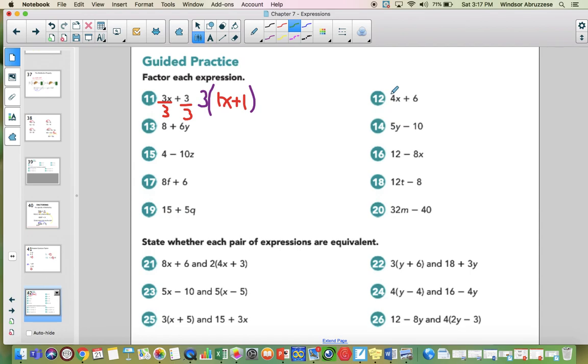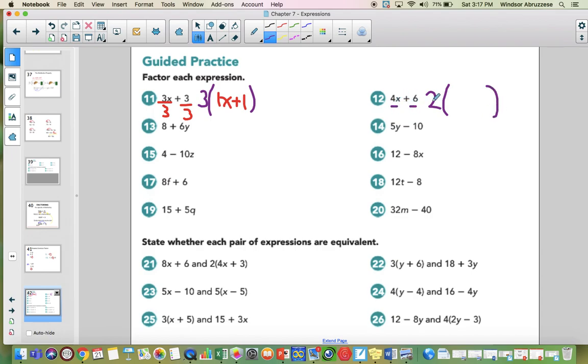Number 12, let's do together. 4x plus 6. What is the greatest common factor between 4x and 6? Well, not the x, because they both don't have that in common. So I'm looking at 4 and 6. Factors of 4: 1, 2, 4. Factors of 6: 1, 2, 3, 6. So there you have it. It is 2. If I divide both terms here by 2, what do I get?